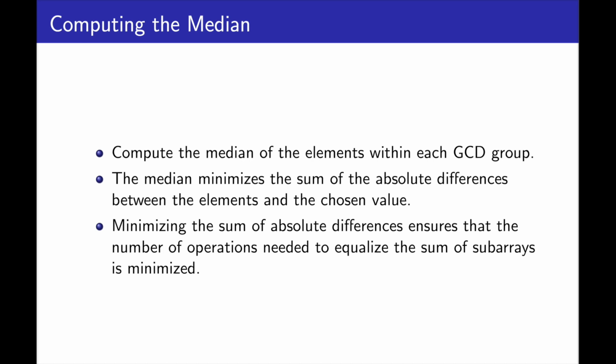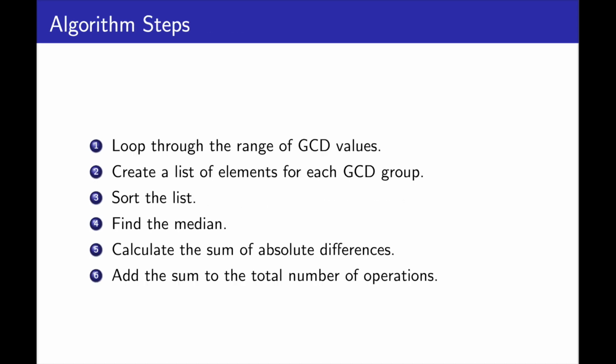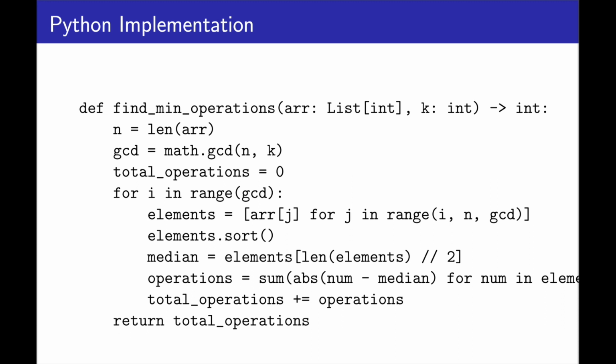By minimizing the sum of absolute differences, we ensure that the number of operations needed to equalize the sum of subarrays is minimized. The algorithm involves looping through the range of GCD values, creating a list of elements for each GCD group, sorting the list, finding the median, calculating the sum of absolute differences, and adding the sum to the total number of operations. Finally, we return the total number of operations as the result.